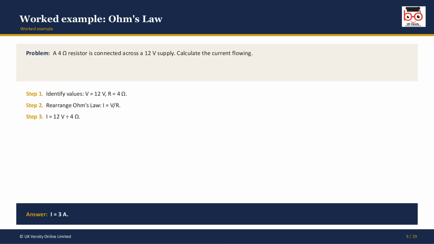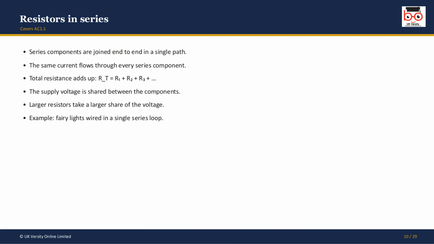Let's try a quick one. We've got a 4 ohm resistor across a 12-volt supply, and we want the current. Rearranging Ohm's law, current equals voltage over resistance, so that's 12 volts divided by 4 ohms, which comes to 3 amps. Nice and clean. When components are joined end-to-end in a single path, we call them series.